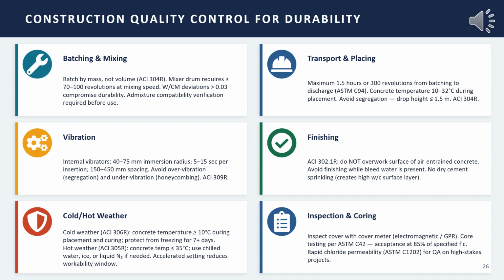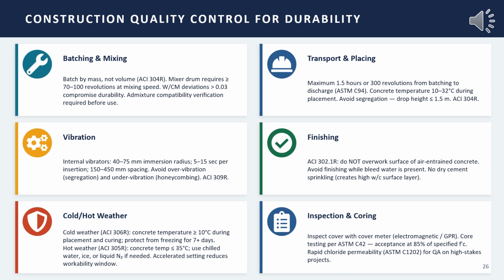Now, cold and hot weather. ACI 306 for cold, ACI 305 for hot. Maintain concrete temperature at a minimum of 10 degrees Celsius during placement and curing. In hot weather, use chilled water, crushed ice, or liquid nitrogen injection to control fresh concrete temperature.